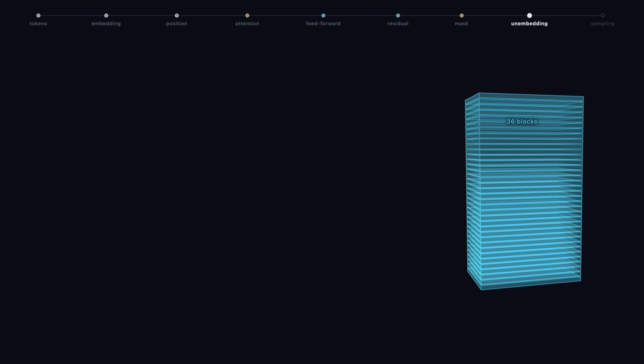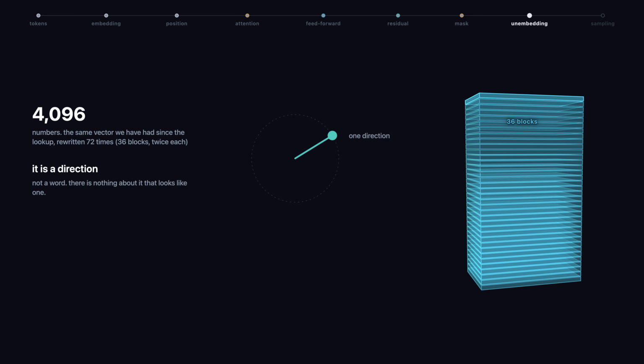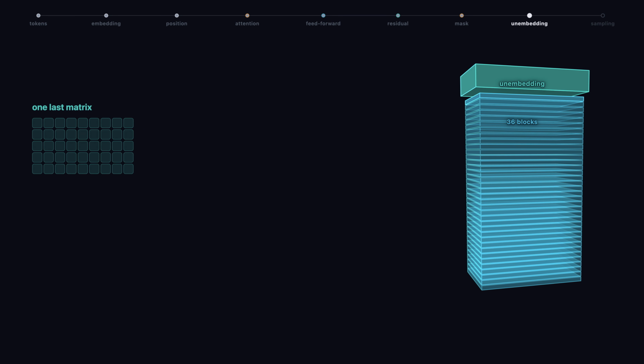We are at the top of the stack. 36 blocks have read and written the stream. What comes out is a vector, the same 4,096 numbers we have had since the lookup, rewritten 72 times. It is a direction. It is not a word, and there is nothing about it that looks like one. So it gets multiplied by one last matrix, the mirror of the lookup table from the start.